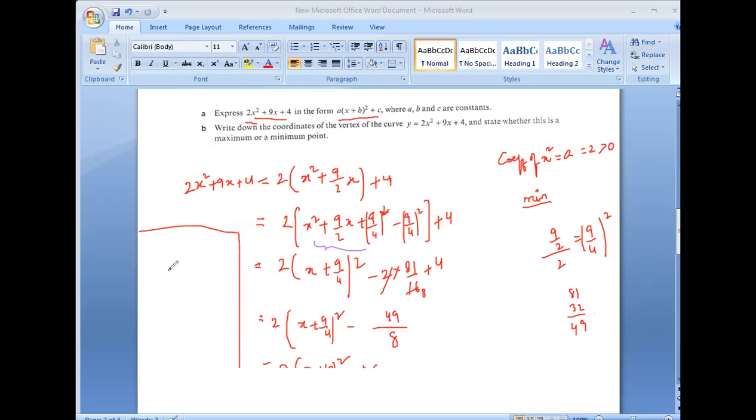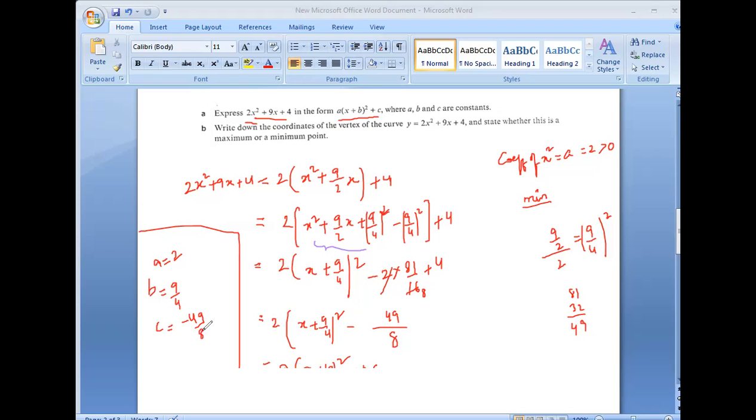What is the value of a? a is equal to 2. So the b value will be 9 by 4. And what will the c value be over here? It is minus 49 by 8. Okay, we got the values.